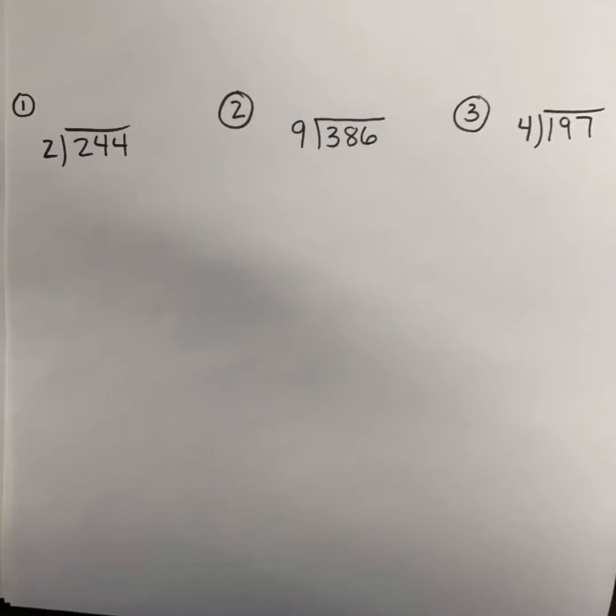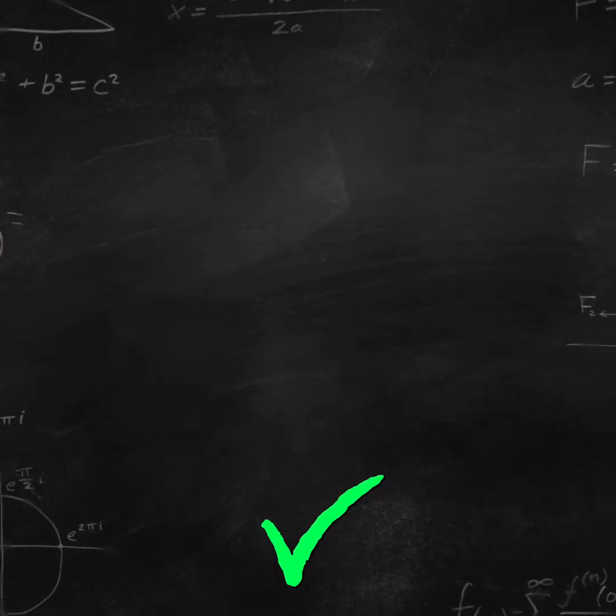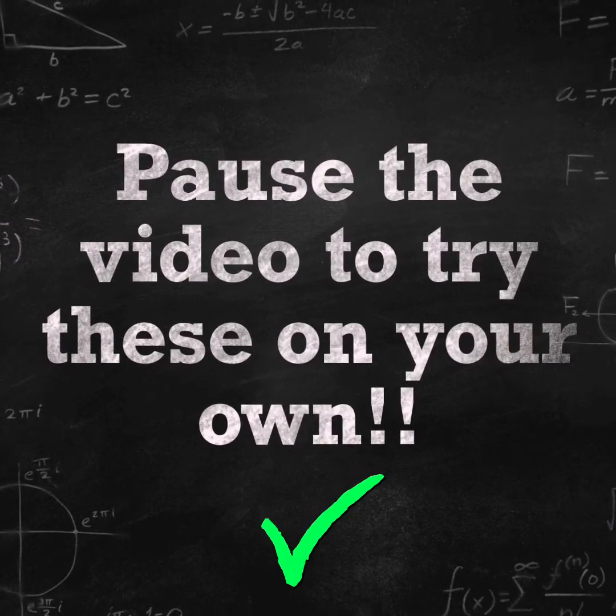So here are 3 problems that you can practice yourself. Go through the algorithm, go through all of the steps, and I would pause the video right here because I'm going to place the answers in about 20 seconds. Like I said, pause the video and try these on your own. Check your own understanding of how to do the U.S. traditional long division method.